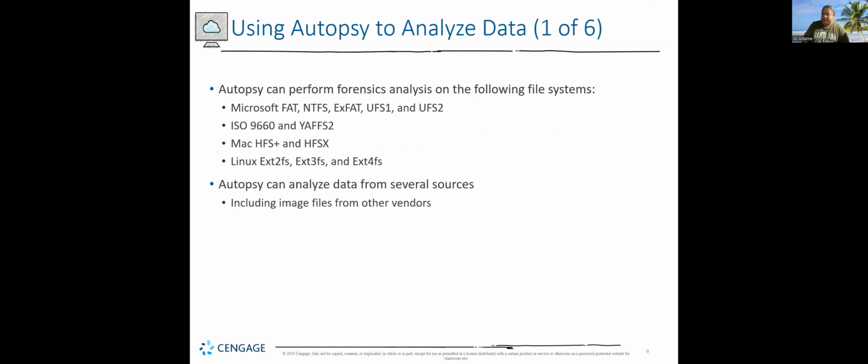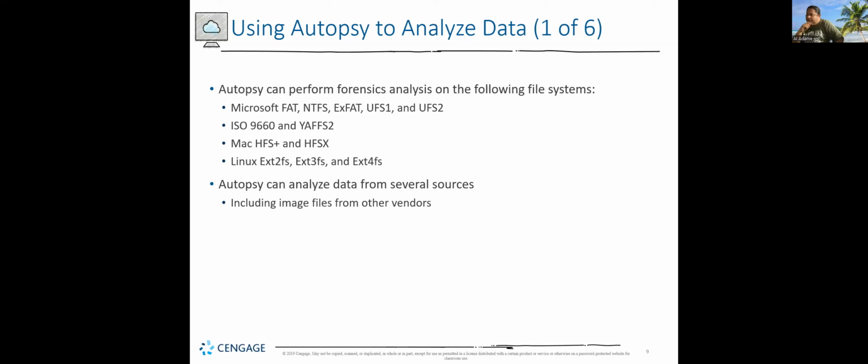So let's talk about Autopsy, which we have played with. It can perform forensic analysis on the following file systems: Microsoft FAT, NTFS, exFAT, UFS1, UFS2, ISO 9660, and YAFFS2, Mac Hierarchical File System Plus and Hierarchical File System X, Linux ext2fs, ext3fs, and ext4fs. Most of what you'll see now is ext4. You may still see ext3 and ext2 though. That's why they're still included.